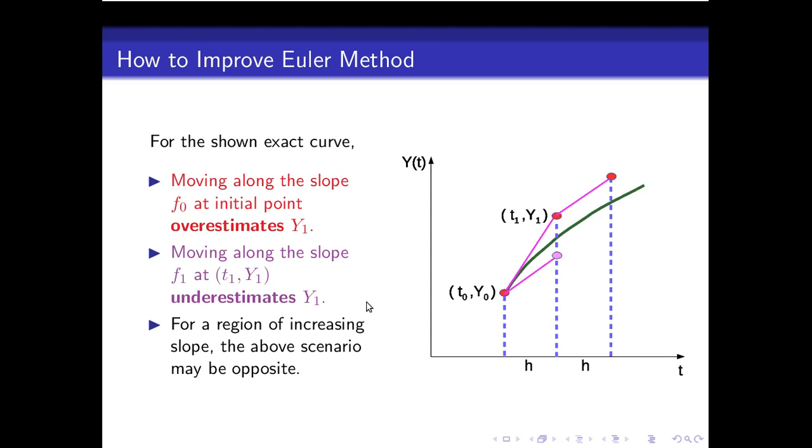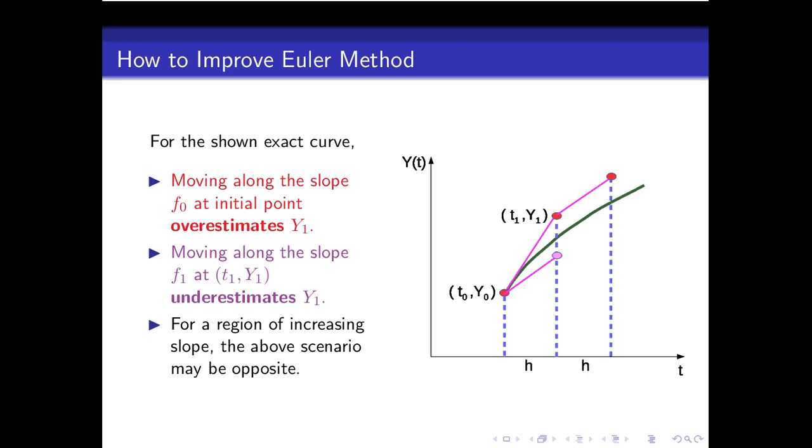So for a curve of increasing slope, say a parabolic curve, instead of this kind of curve, the scenario would have been opposite. In that case, the first case underestimates and the second case overestimates. But anyway, for the sake of understanding, we just stick to this example.